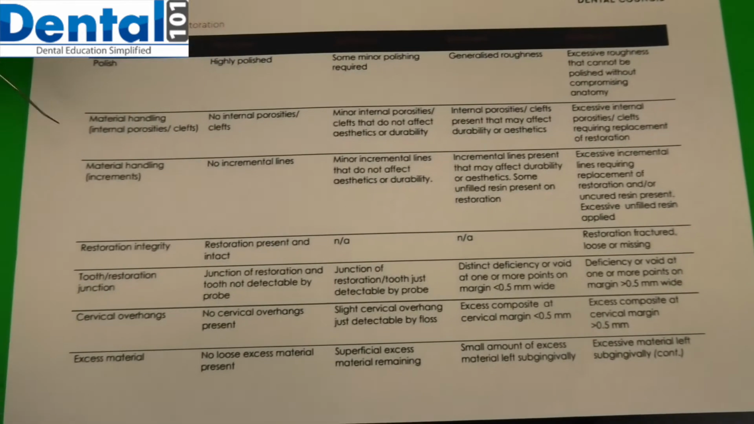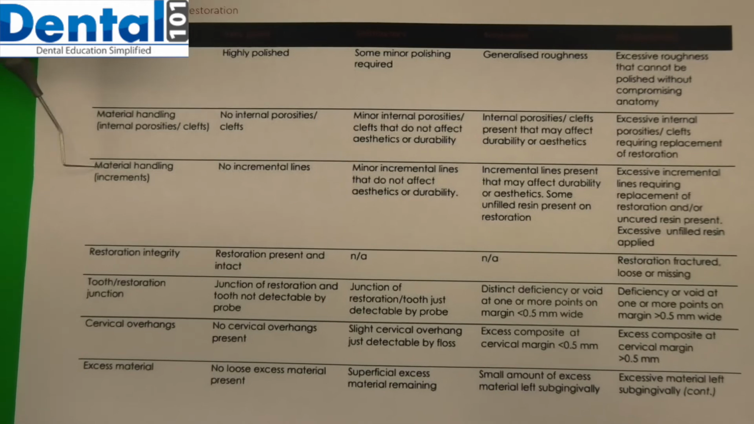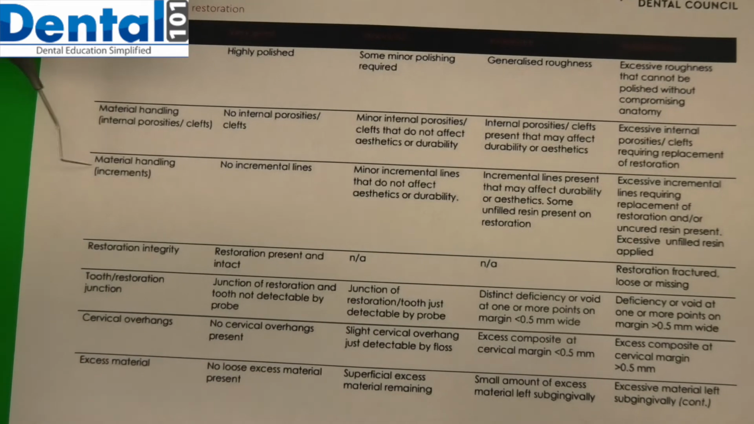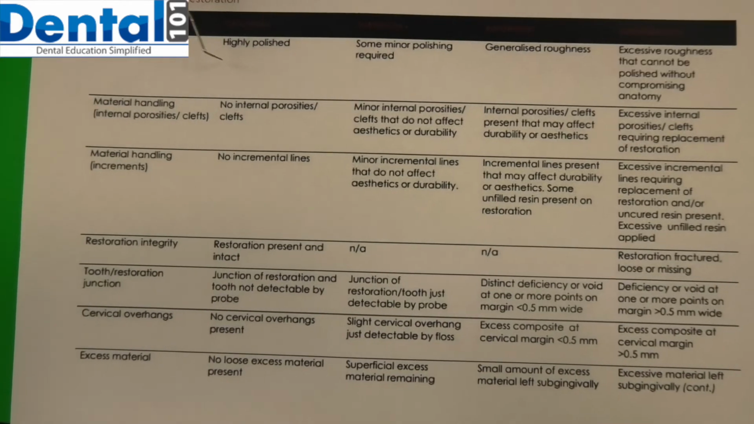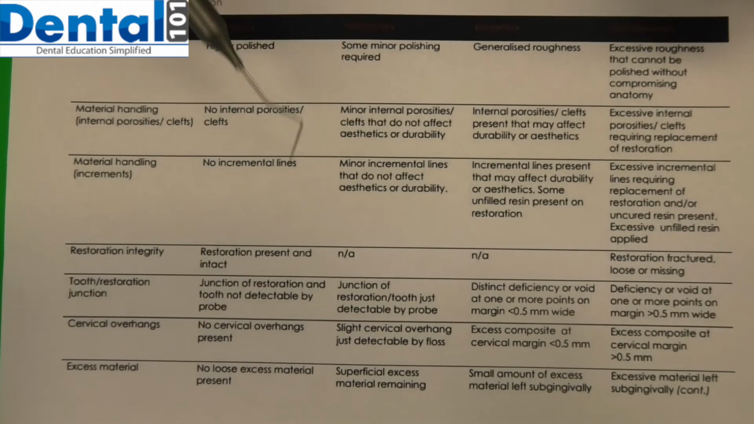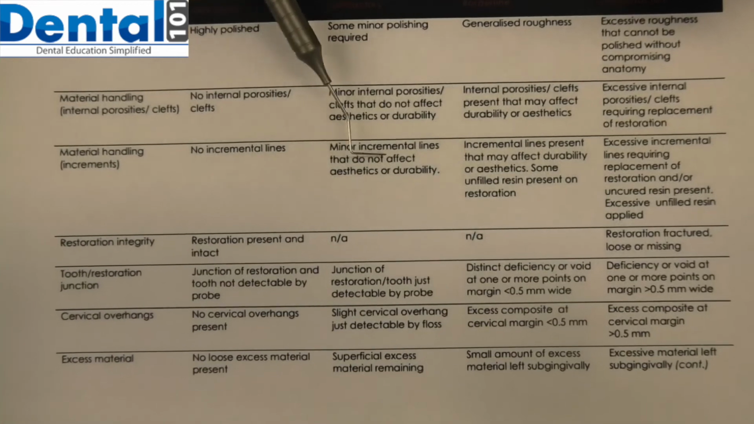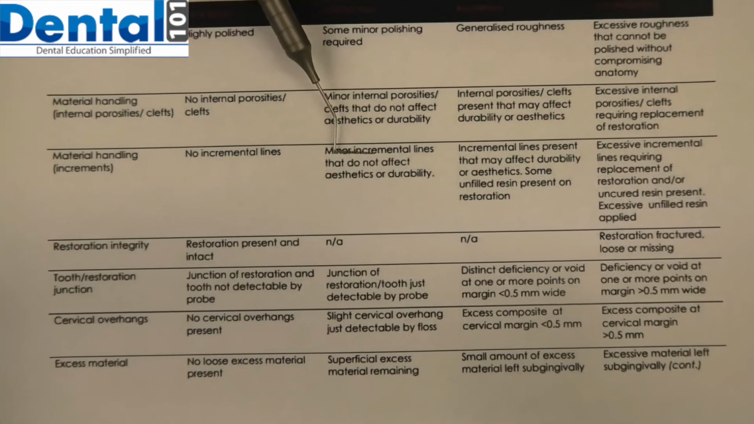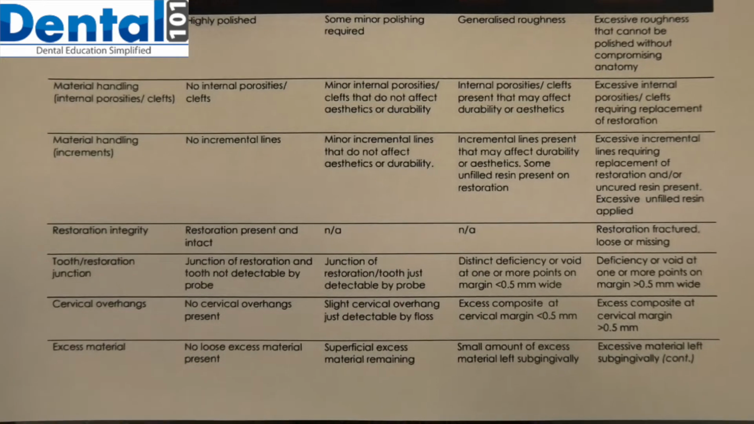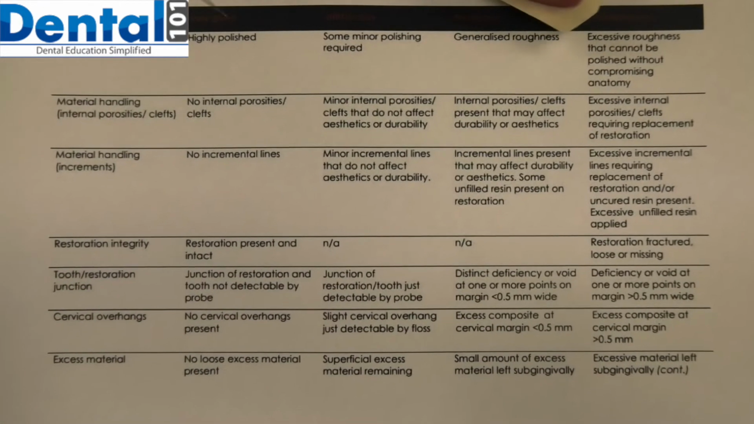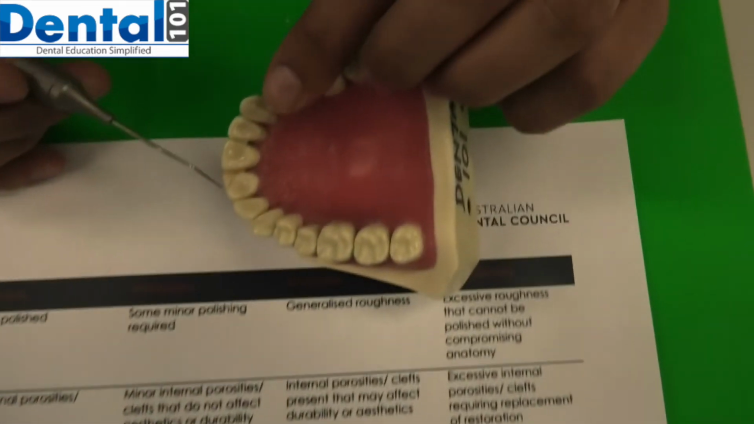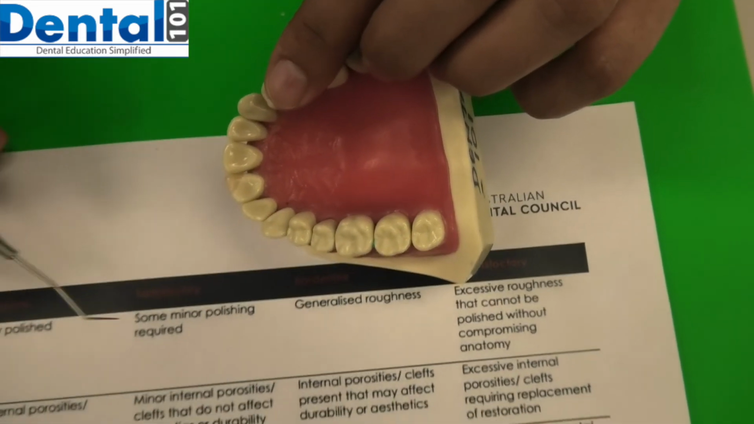So now I move to the next point, which is material handling, again, but for the increment lines. For that, if there are no increment lines, then it is very good. But if there are minor increment lines that do not affect the aesthetic or the durability, meaning any minor increment lines which are very fine on the palatal or on the incisal surface, then it will still be satisfactory.